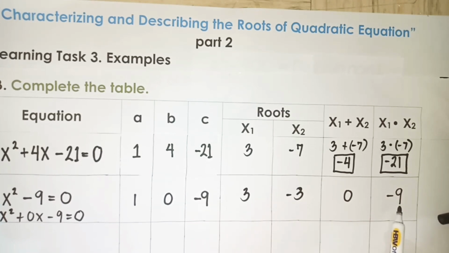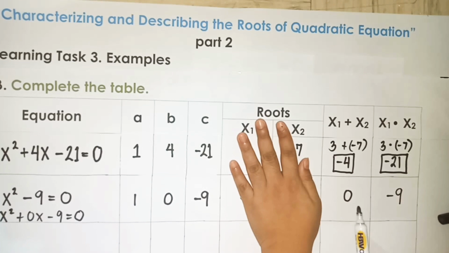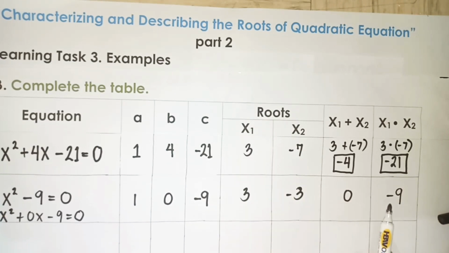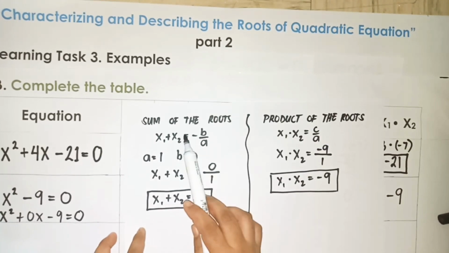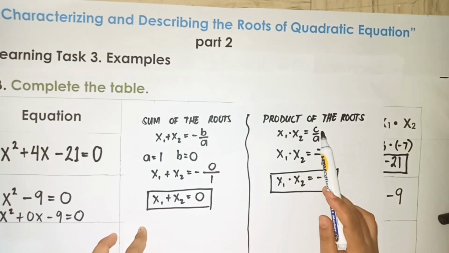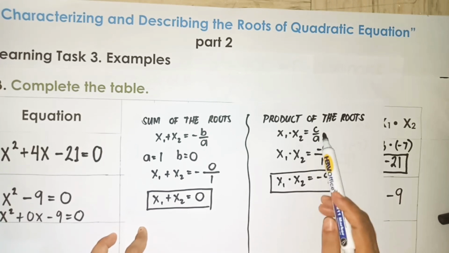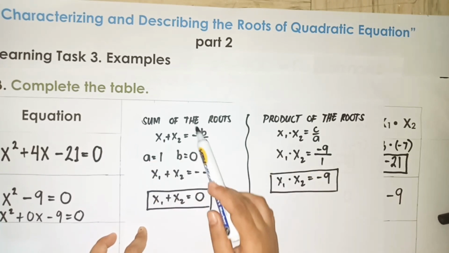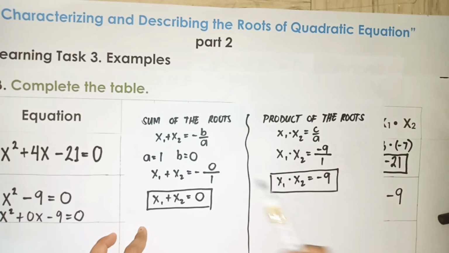So, ibig sabihin, pwede pala nating mahanap ang sum and product of the roots even without this, by means of the formula, which is negative b over a and c over a. Ito po ang gagamitin nating formula or ratio to get the sum of the roots and the product of the roots.